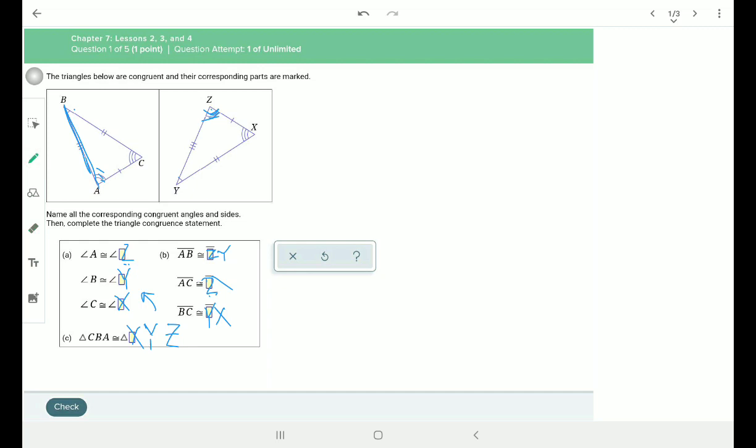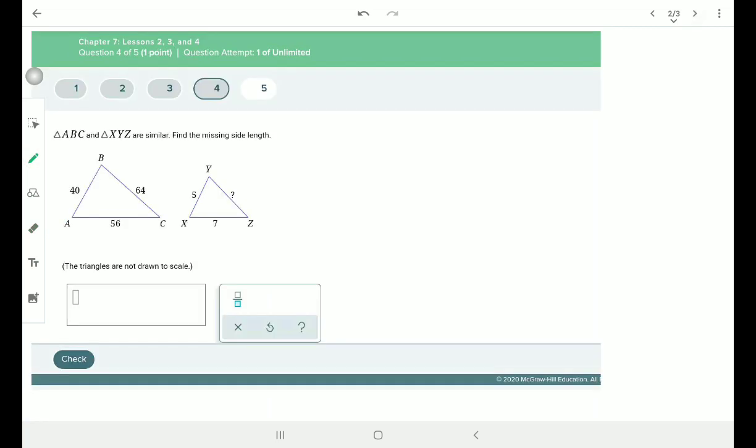Question 4, we have 2 similar triangles and we have to find the missing side length. So we have to set up a proportion. Going from 40 to 5, well, 40 divided by 5 is 8. So we are dividing by 8 to get to my other side length. So from 64 to this one, we divide by 8, and 64 divided by 8 is 8.